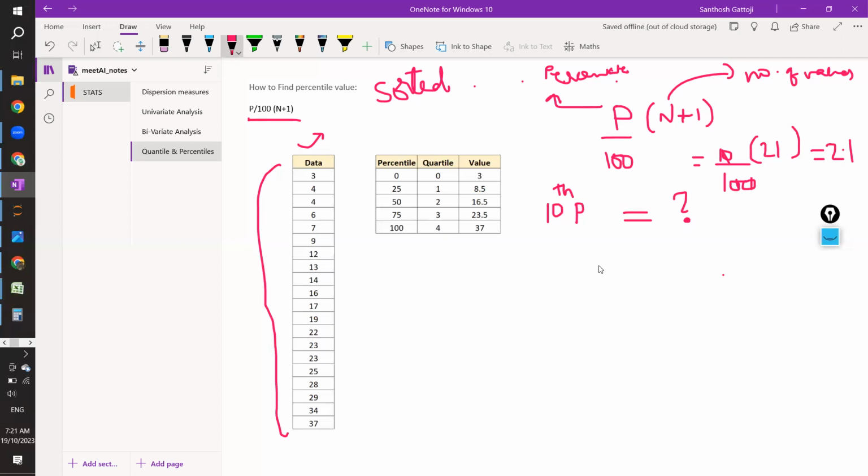See how you should understand this 2.1. You have all these numbers. This is called first number, this is called second number, this is third number, fourth number, like that, this is 20th number. Now 2.1 means what? The 10th percentile you want to calculate is between the second number and third number.